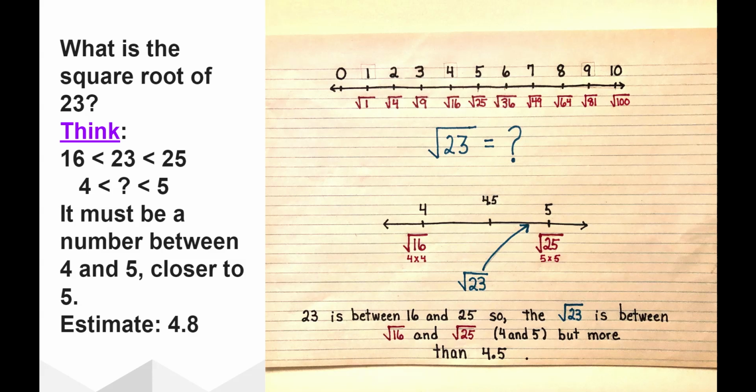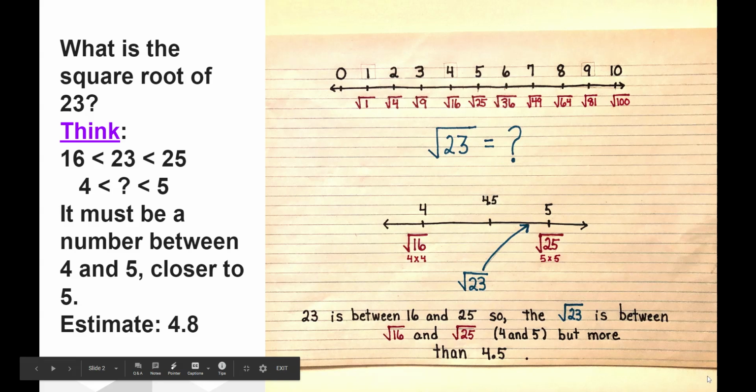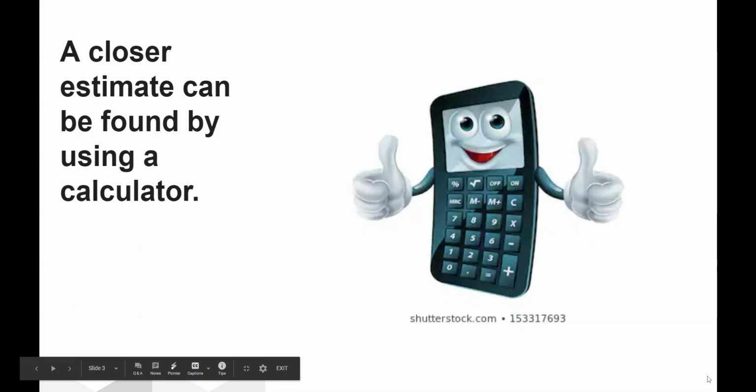Since 23 is much closer to 25 than it is to 16, we know that the square root must be more than 4.5. And so an estimate for the square root of 23 would be approximately 4.8. A closer estimate can always be found by using a calculator.